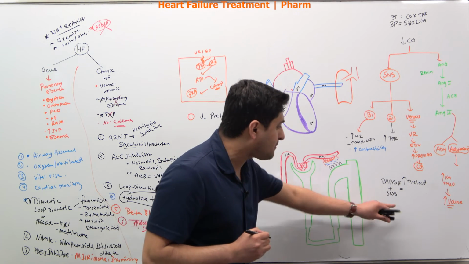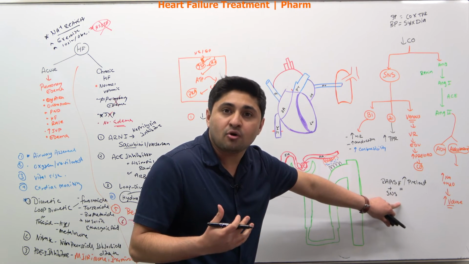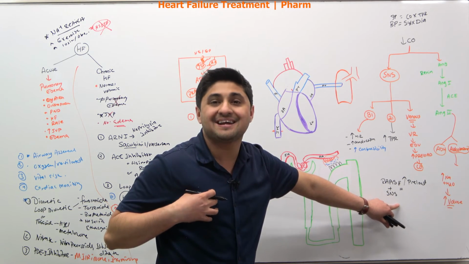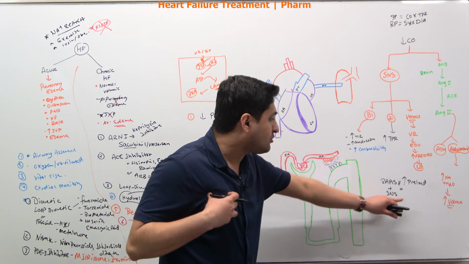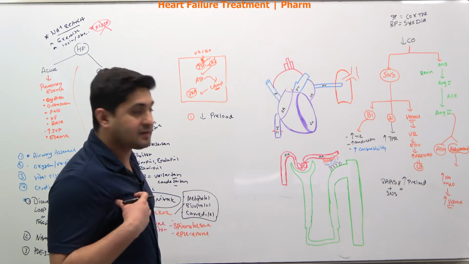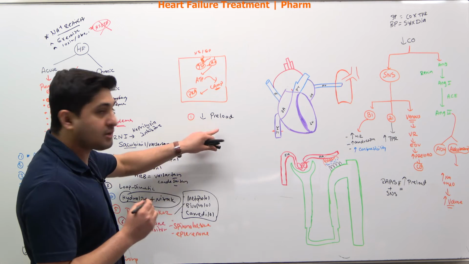So we have to somehow decrease the preload, because adding a lot more blood volume is going to exacerbate the edematous conditions, right? That is why we have to have drugs that decrease the preload. That's the number one thing we have to look at, right?